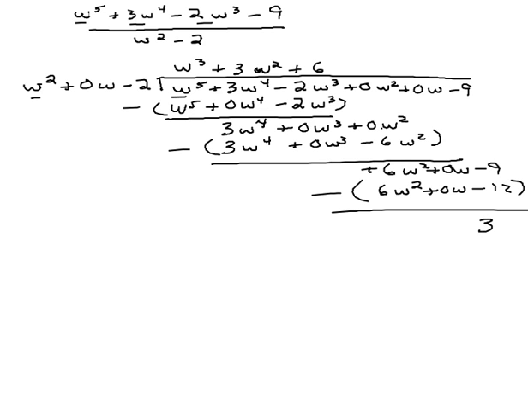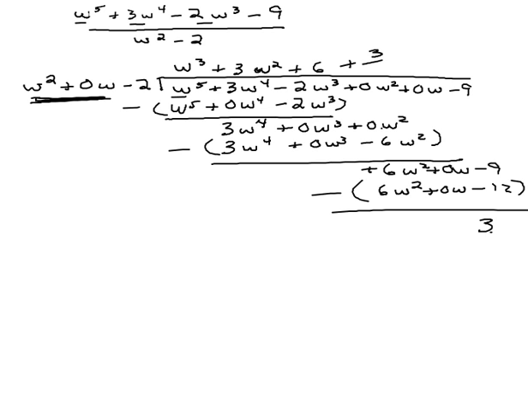The degree of the remainder, which is 0, that's 3w to the 0 power, is strictly less than the degree of the divisor. Up here, the degree of the divisor is 2, so the degree of the remainder is 0, which is strictly less than the degree of the divisor 2. That means that we are done. That's all we can possibly do, and we have 3 left.